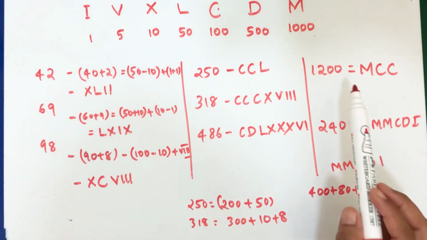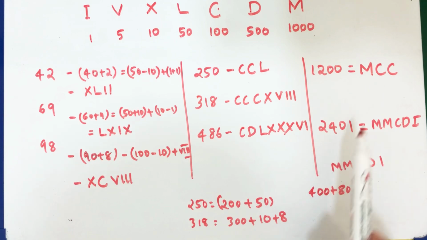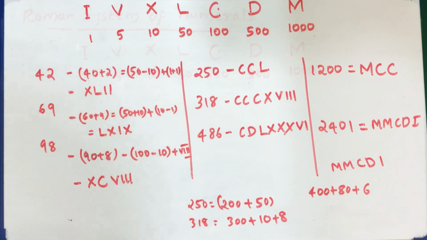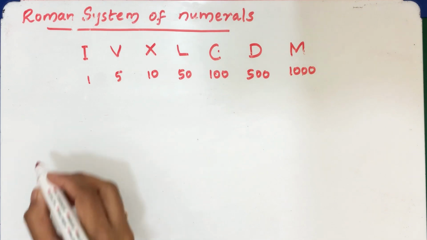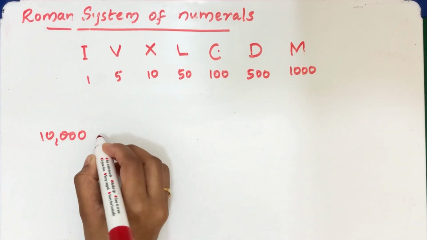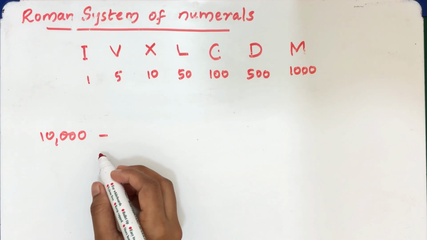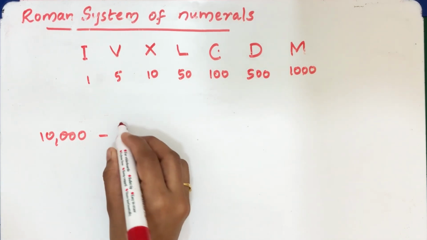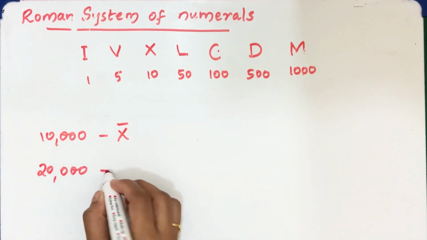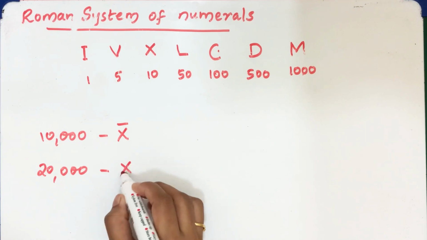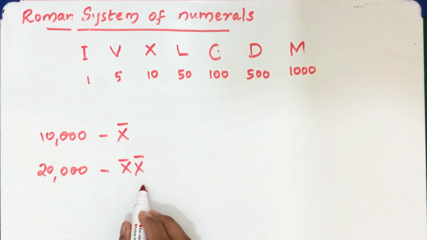Now just hide the Hindu-Arabic numeral system and try to read these numbers. Try to explore more examples. We can see bigger values. We have told that a bar placed over a number multiplies it by 1000. So what is 10,000? 10,000 is equal to 10 into 1000. That is X bar. Like that 20,000. 20,000 is equal to 20 into 1000. That is XX bar. So this is 20,000.